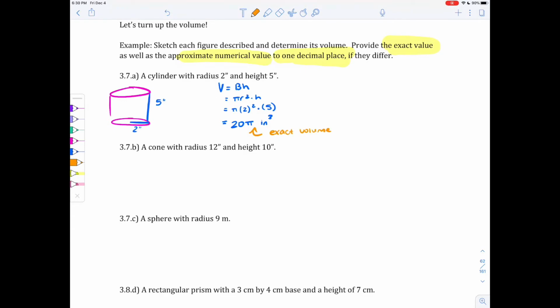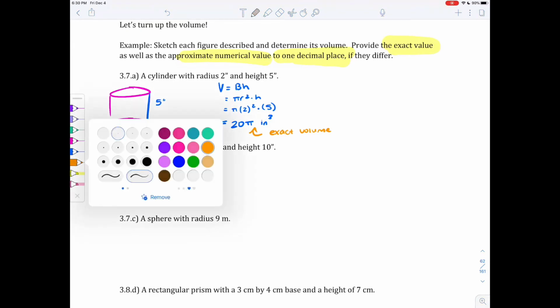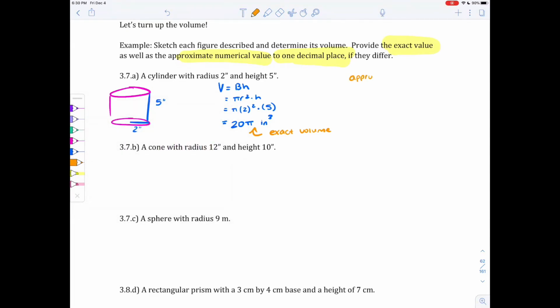Of course, the question also asks us to represent our approximate volume as well. That would be as if we go ahead and plug in 20 times pi using that pi button, to one decimal place. We get 62.8, and again, cubic inches. Be sure that you're not forgetting our units, especially when we have pi. For whatever reason, people forget to include those units because they're like, I have pi, that's something that's not a number. But it is.